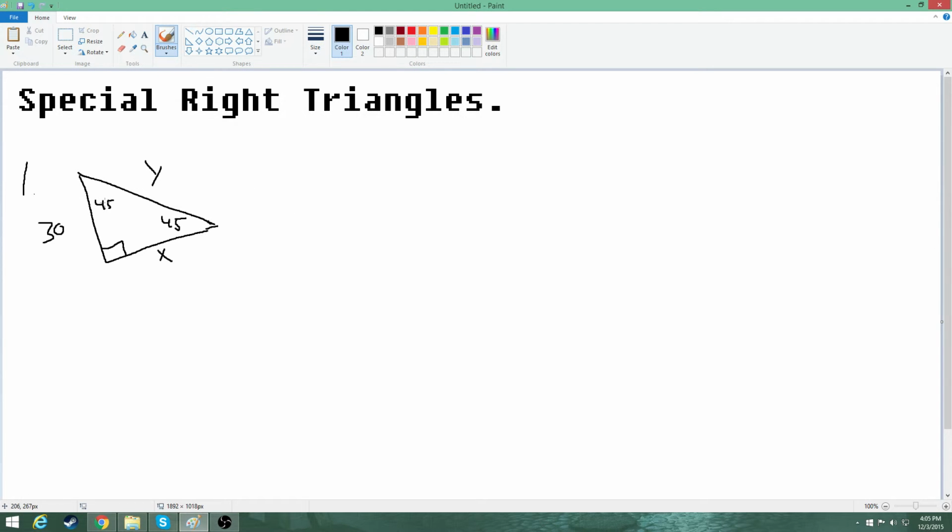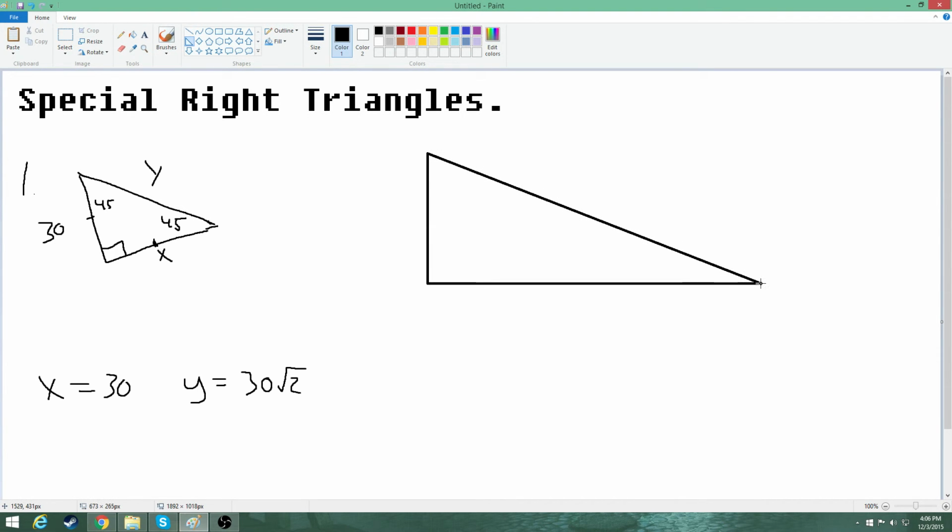So remember, since this is an isosceles triangle, that means these two side lengths are equal to each other. So right away we could say that x is equal to 30. And then the y value is going to be equal to whatever the side length is, 30, times the square root of 2. And that's it. That's all you have to do. So you have to memorize those special right triangles. Have them written down next to you, handy, ready to look at. Let's do number 2 together, and then you guys will be set to go ahead and do it on your own.